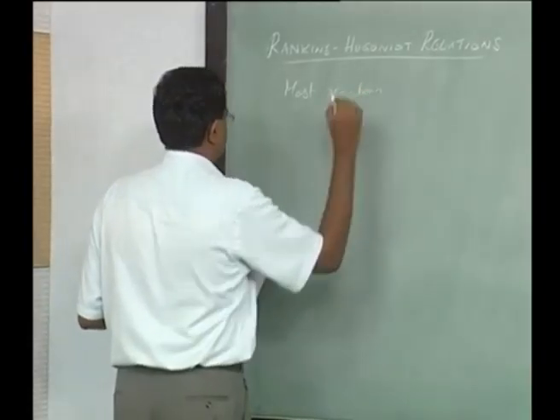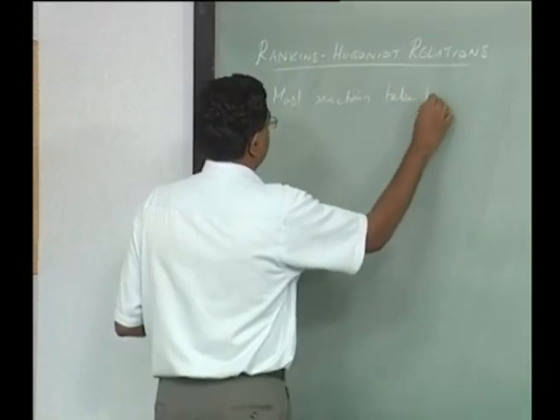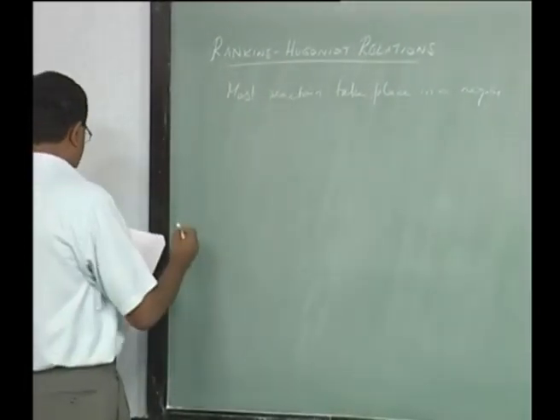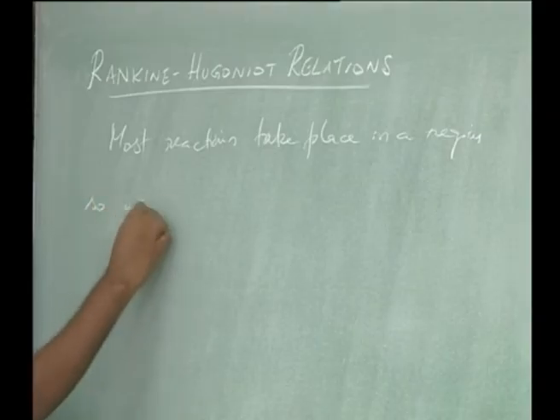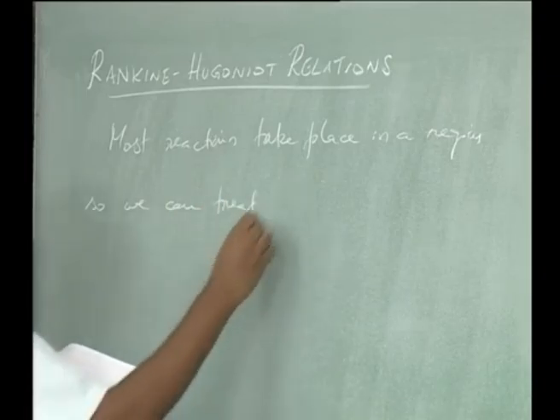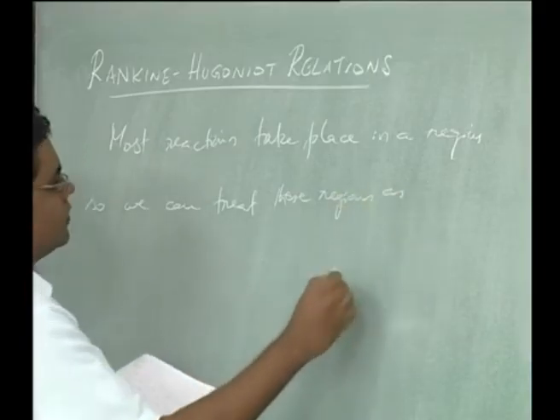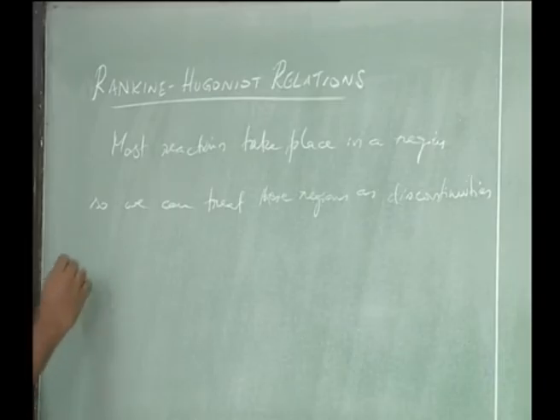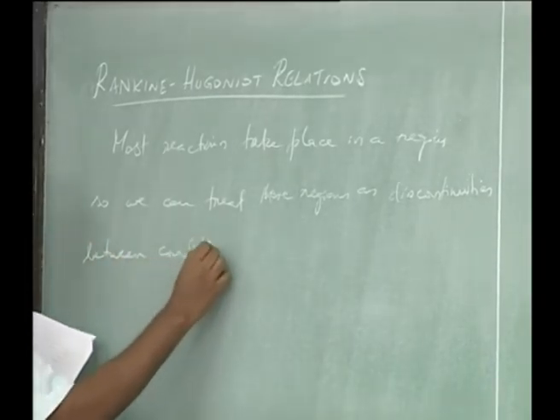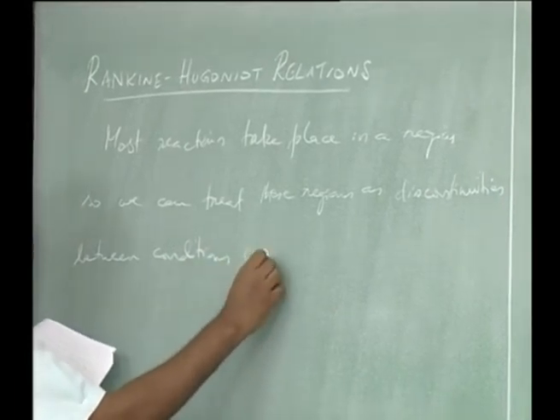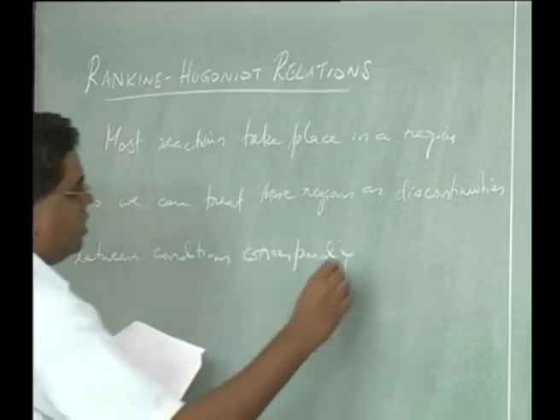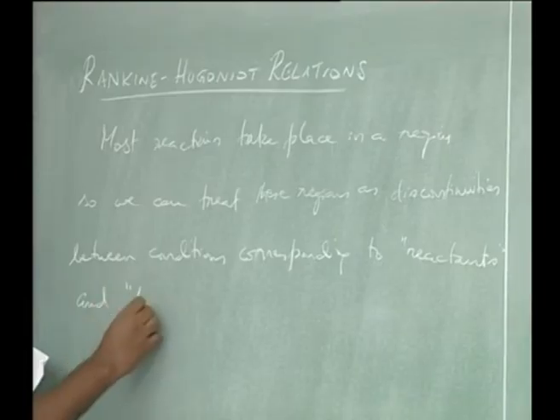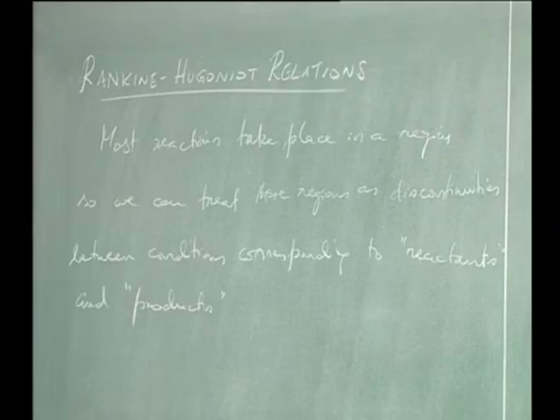So we notice that most reactions take place in a region. So we can treat these regions as discontinuities between conditions corresponding to what we would call reactants on one side and products on the other side, right?